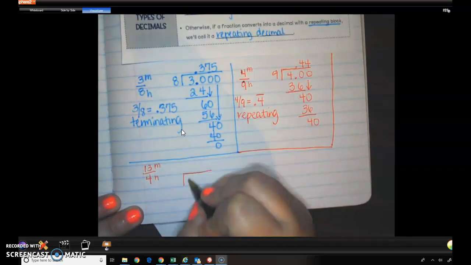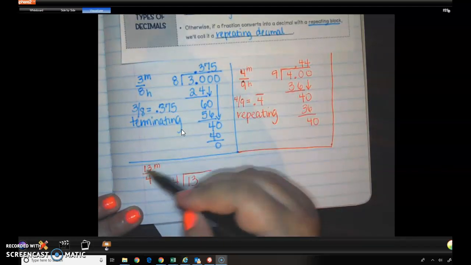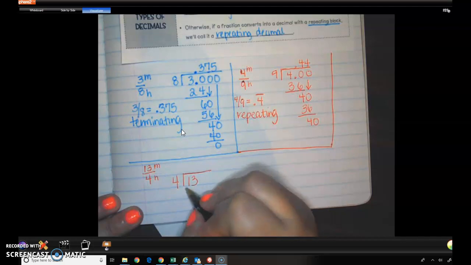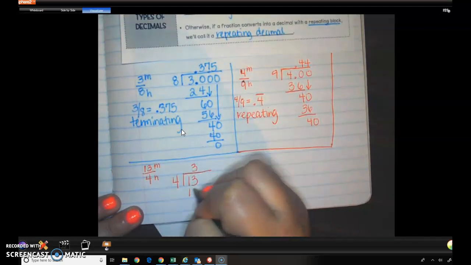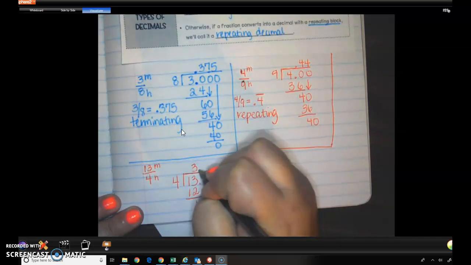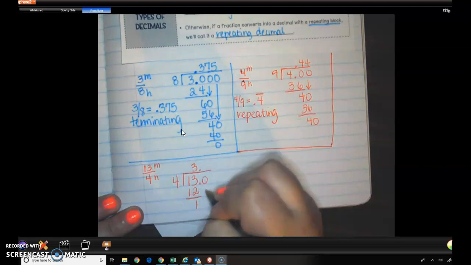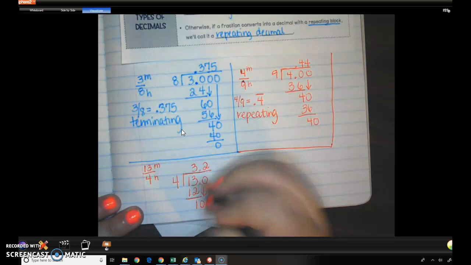So I'm still going to do man and horse. Man goes inside while horse stays outside. Now, because it's improper, my 4 gets to go in. So 4 goes into 13 3 times. Add a decimal. Add a 0. Bring it down. 4 goes into 10 twice.